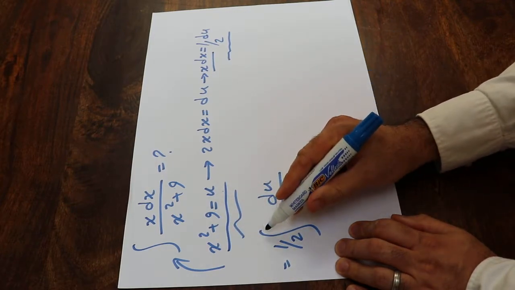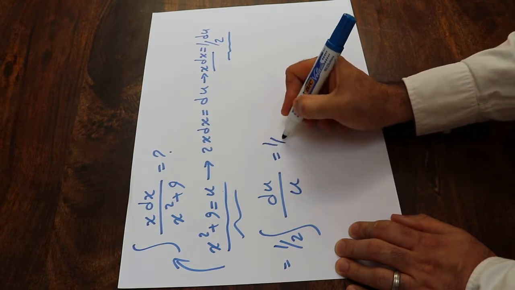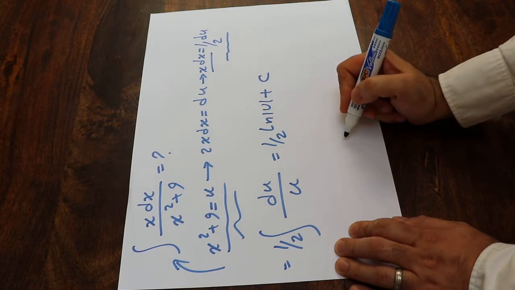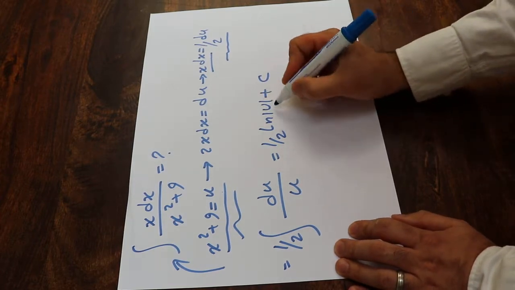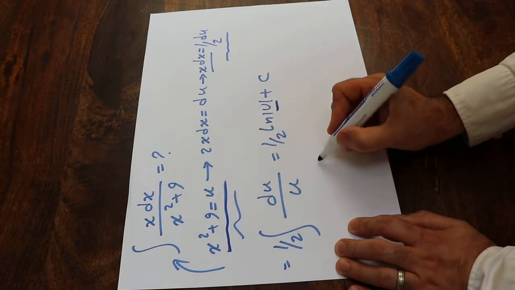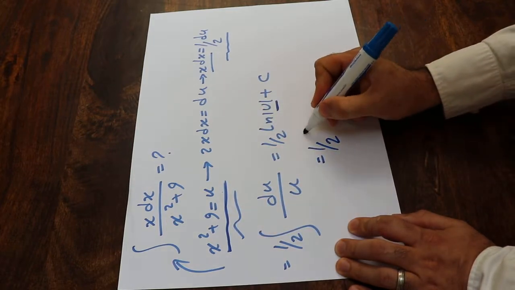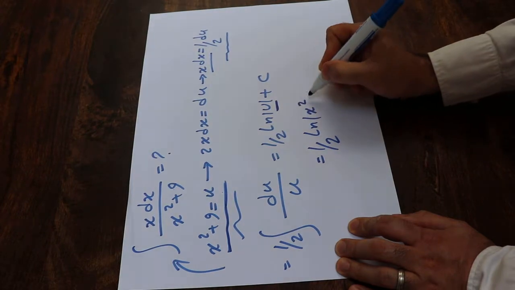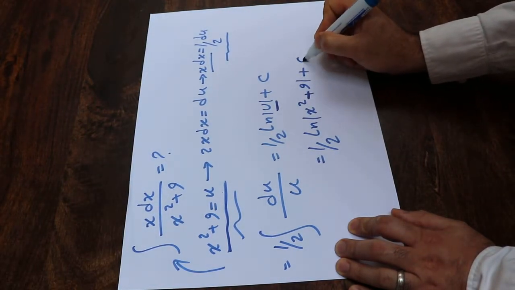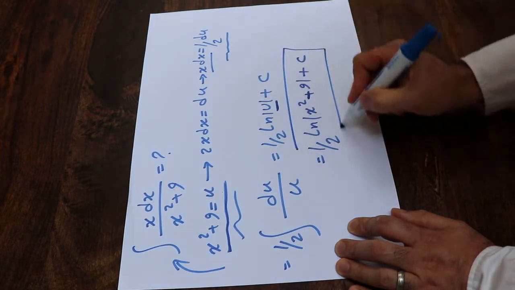And this integral of du over u, we know, will be equal to ln u plus c, which is the constant of the integral. So all you need to do here is to substitute this parameter u with the definition of u, which is given here. That will be equal to 1 divided by 2 ln of x² plus 9 plus c. And that's the solution to this integral.